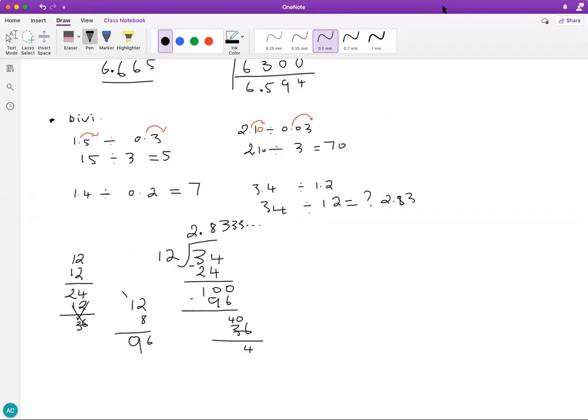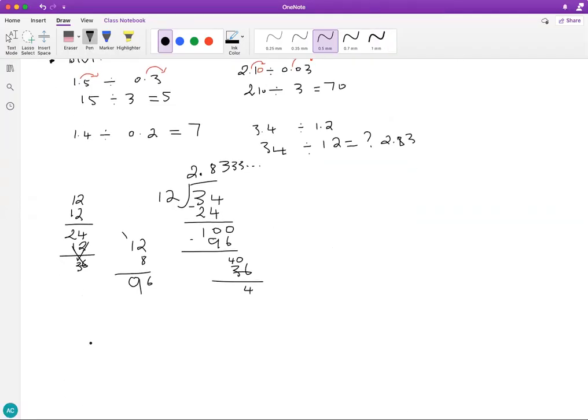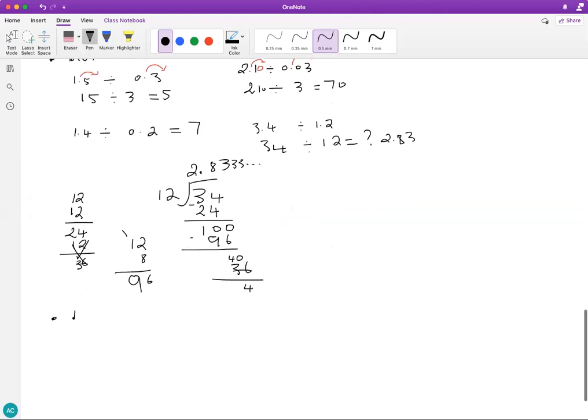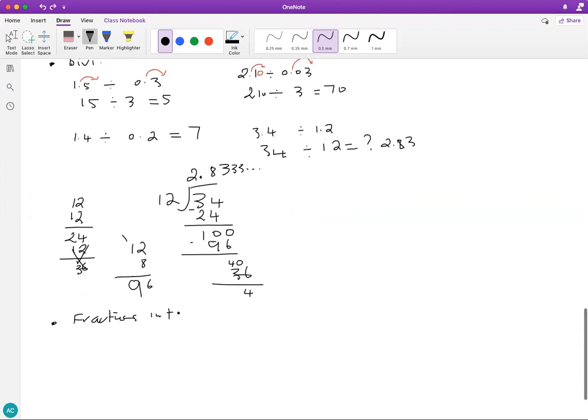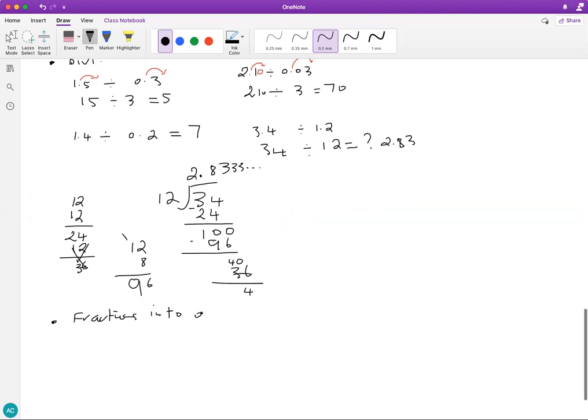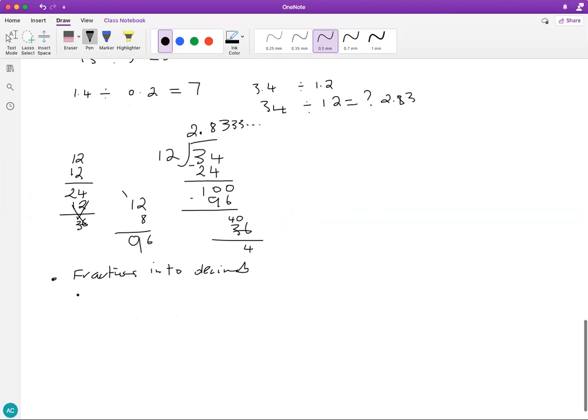Okay, so let's do one more example. Let's see how to turn fractions into decimals, similar to this. Let's say you have, I don't know, 8 over 3. That's an improper fraction. We can write this as a mixed number or as a decimal. Since we're talking about decimals, the question may say, write this as a decimal. Very similar to what we did.